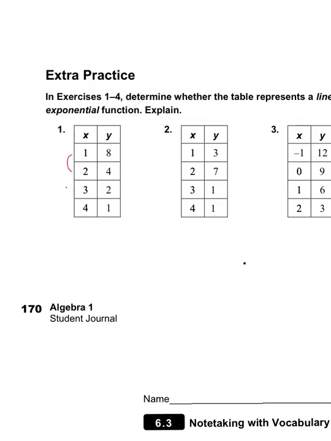So my x values, they are changing by a constant amount, right? By +1, +1, +1, right? But over here, they are in fact being multiplied by a constant ratio. So if we go from 8 to 4, that's being multiplied by 1/2. From 4 to 2, that's being multiplied by 1/2. And from 2 to 1, that's being multiplied by 1/2. Since it's being multiplied by the same exact ratio, then we know that this is in fact an exponential function.